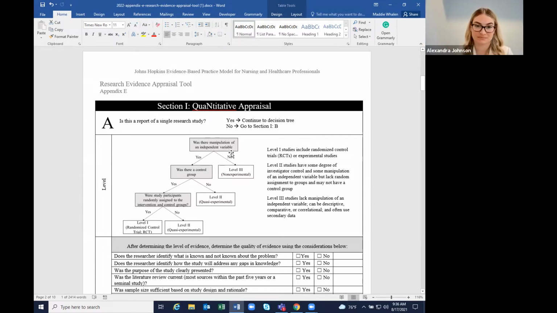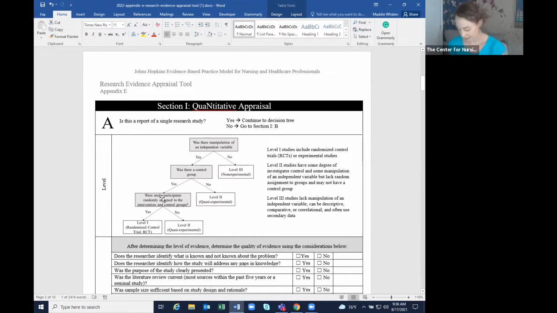Mm-hmm. All right. So was there manipulation of an independent variable? Yes or no? Yes. They implemented the CLABSI kit, and they compared it to pre-intervention. Cool. Okay, so we're down here. And then the next question is, was there a control group? Yes. Yeah, so we're down here.